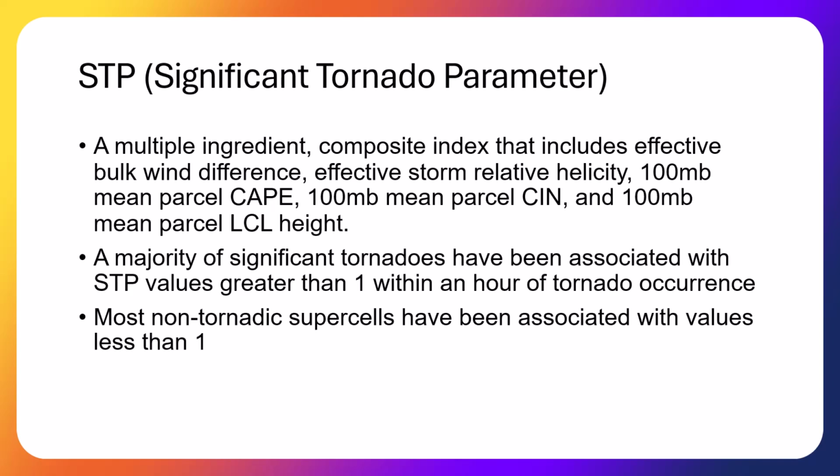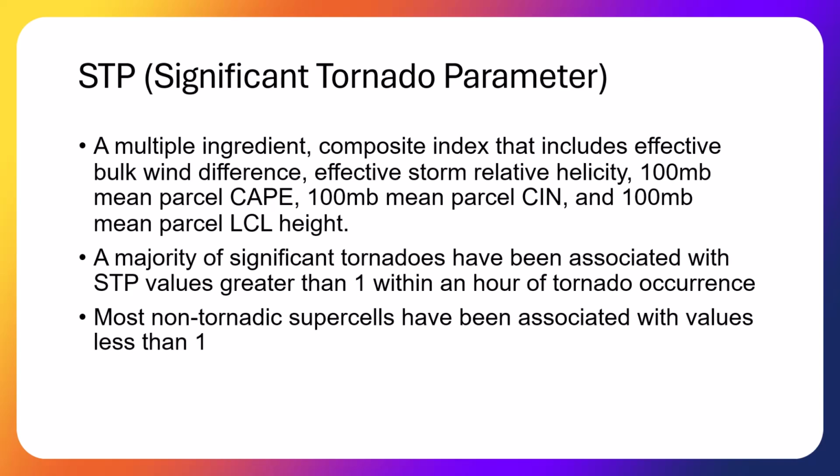It's still not amazing, but it's a multiple ingredient index, and it includes the effective bulk wind difference, the effective storm relative helicity, the 100 millibar mean parcel CAPE, the 100 millibar mean parcel CIN, and the 100 millibar mean parcel LCL height. So it takes in a lot more. It's a better thing to use in my opinion. Still, you don't want to go off of it. You don't want to base your forecast solely off this. That's not the correct thing to do.